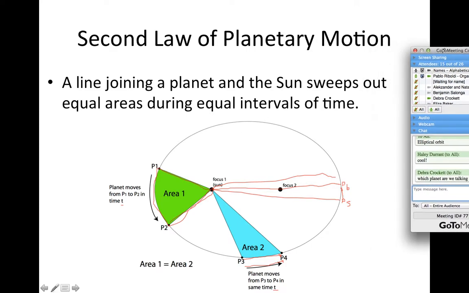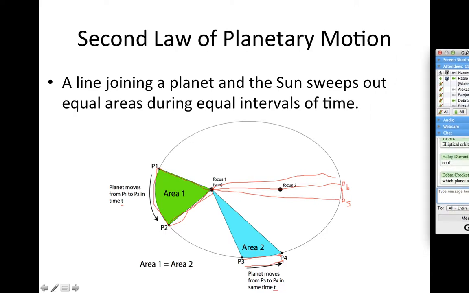What planet are we talking about? It would be any planet. This is a very good question, because these laws that Kepler discovered apply to any planet moving around the sun. They also apply to any satellite moving around a planet. So they also apply to the moon and the Earth. The moon also moves in an elliptical orbit around the Earth, and the moon also changes speed depending on where it is in the elliptical orbit.